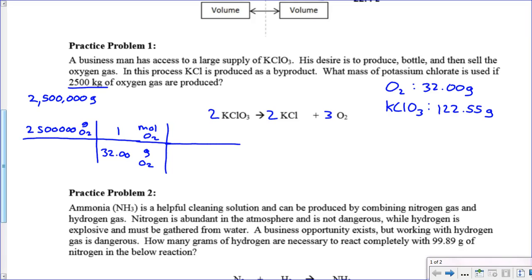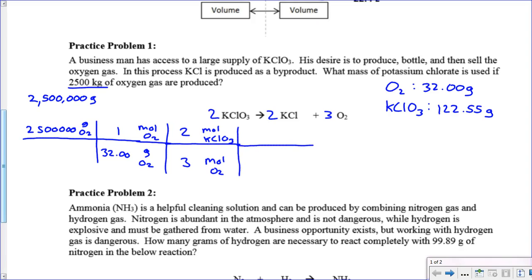And so for this one, we have to look at the balanced chemical equation. We're going from moles of O2 to moles of KClO3. You just look at what numbers are in front of them in the balanced chemical equation. There's a 3 in front of O2 and a 2 in front of KClO3. So that's 2 moles of KClO3 for every 3 moles of oxygen that are produced.